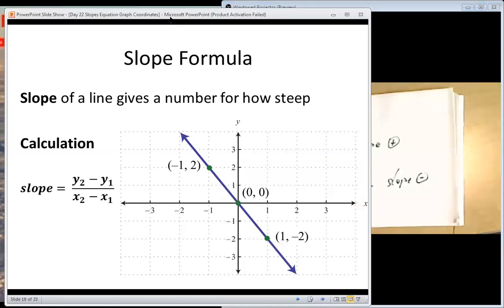So notice we got 1, 2, 3 points there. All we need are 2 points to find the slope, and we're good. So for this one, 2 points. Which ones do you want to use?